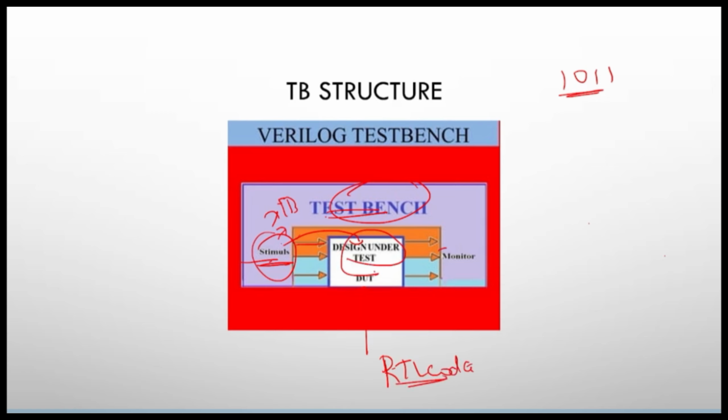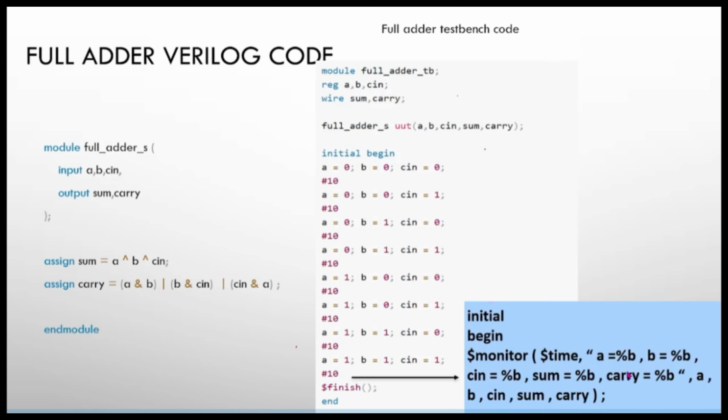So I will send my stimulus to this DUT, the processing will happen here, and then the output is sent to the monitor. The monitor will be continuously monitoring the stimulus that I am sending and the output that is coming from the DUT. In this way you will be sending the stimulus. So this is my test bench code, and this is my RTL code.